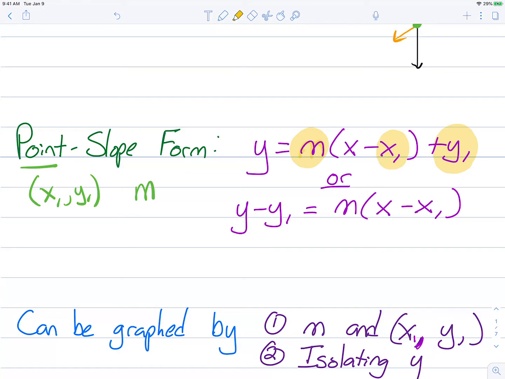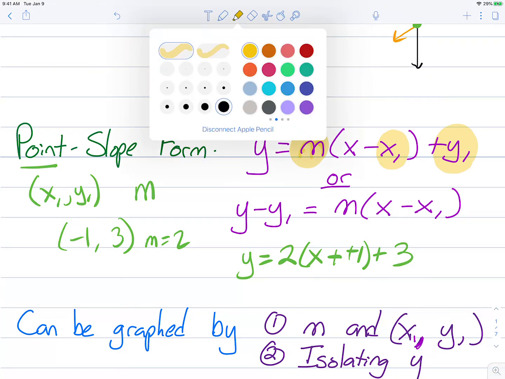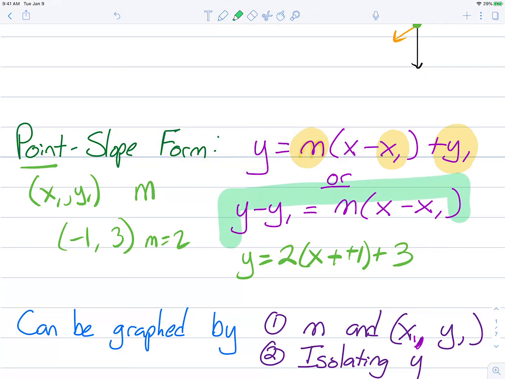Now, let's just say the point was -1 comma 3, and your slope was 2. Then your equation would be y equals m, which is 2, times x minus x sub 1, which is -1, and you're going to have a minus a negative here, so it becomes a positive, and then plus 3. So you do have to be careful with your negatives. Another form of this equation that you will see is this one right here. The only difference is that they took the y sub 1 and put it on the left side.